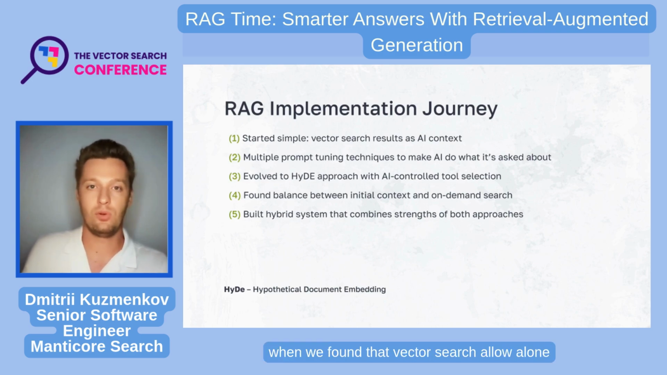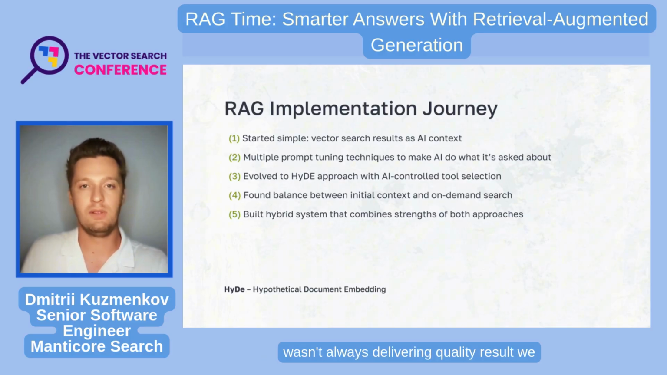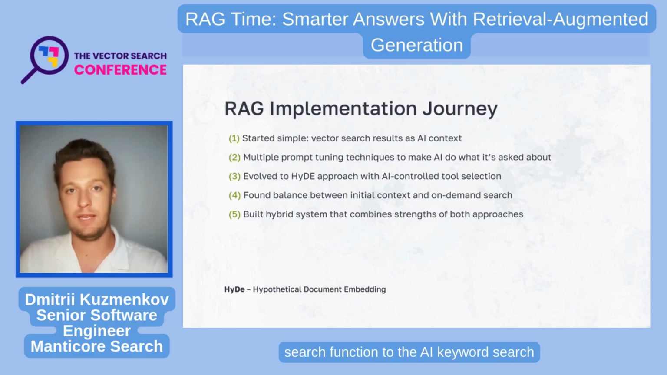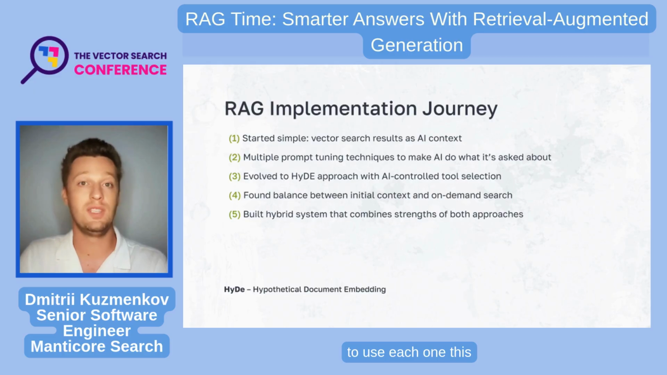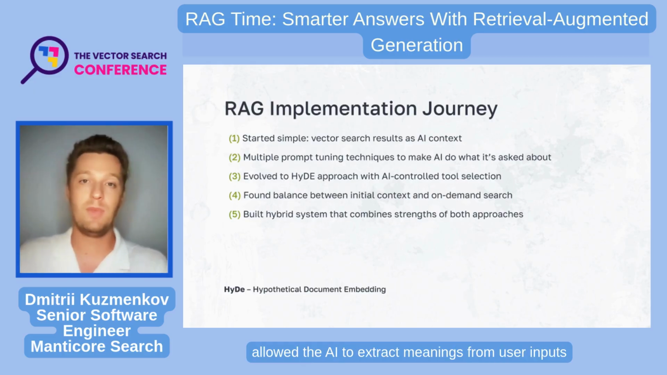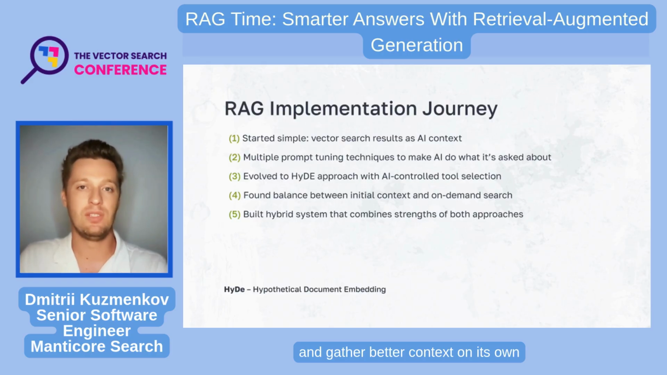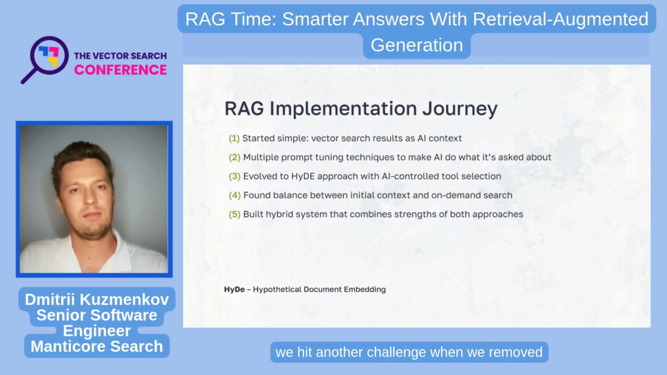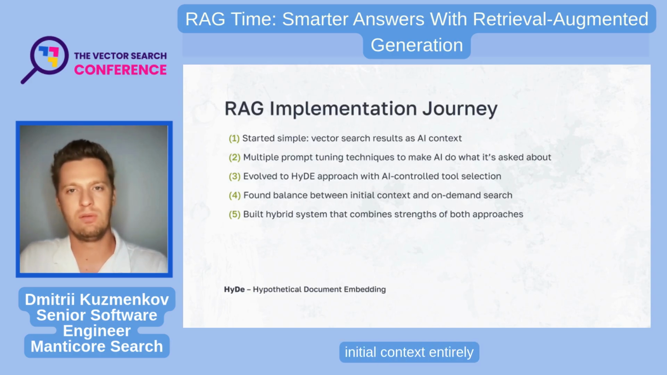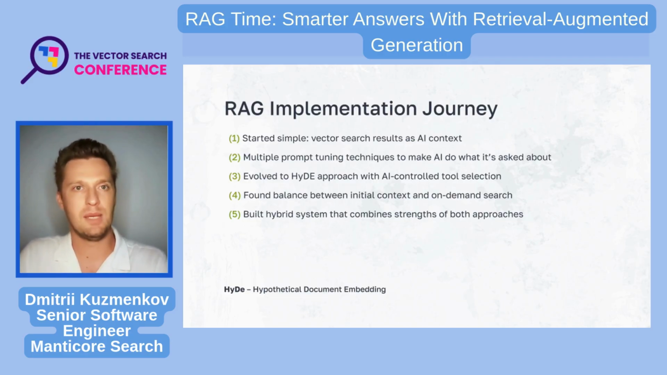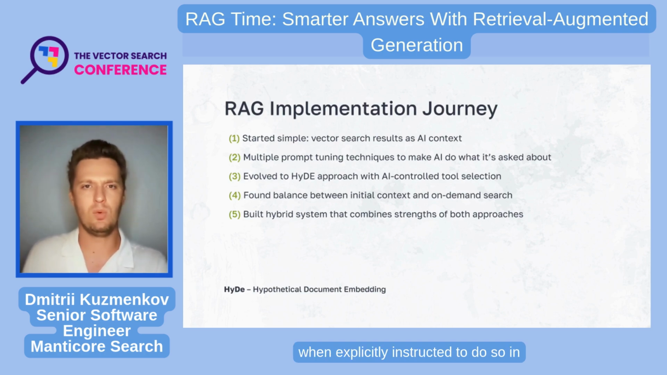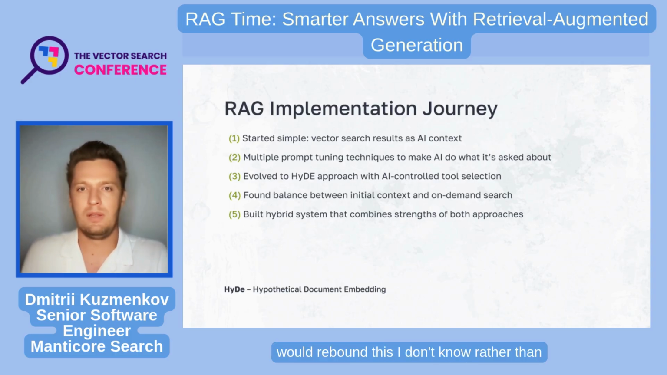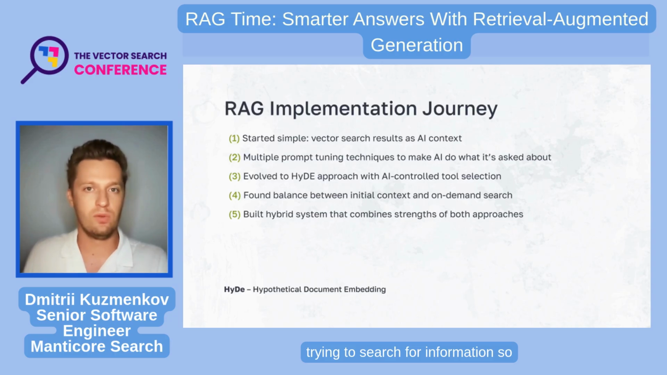When we found that vector search alone wasn't always delivering quality results, we implemented a hybrid approach. We exposed two search functions to the AI, keyword search and vector search, and let the AI decide when to use each one. This allowed the AI to extract meaning from user inputs and gather better context on its own. But we hit another challenge. When we removed initial context entirely, the AI sometimes struggled to use the tools properly, even when explicitly instructed to do so in the prompt. It would respond with "I don't know" rather than trying to search for information.